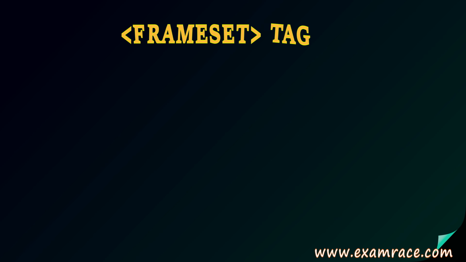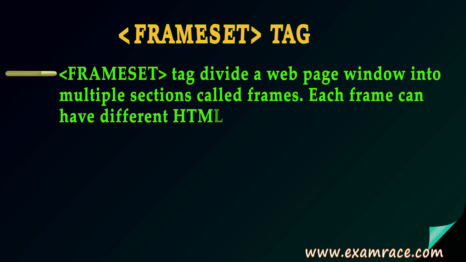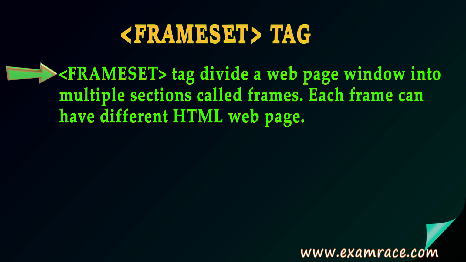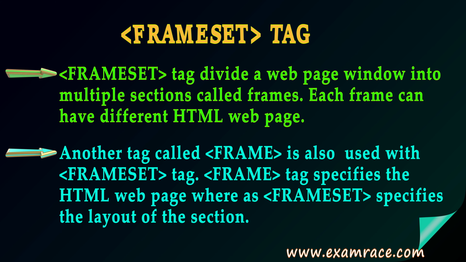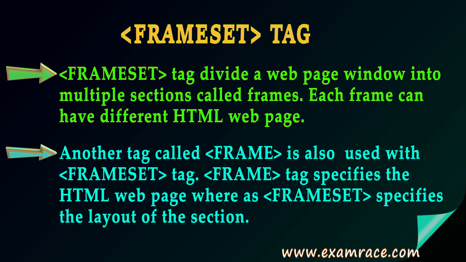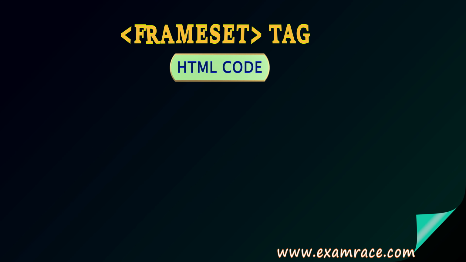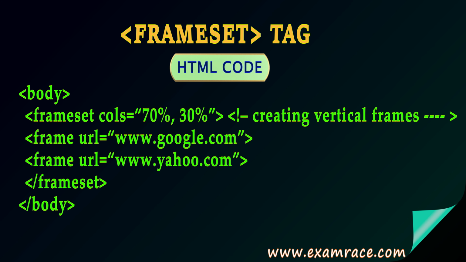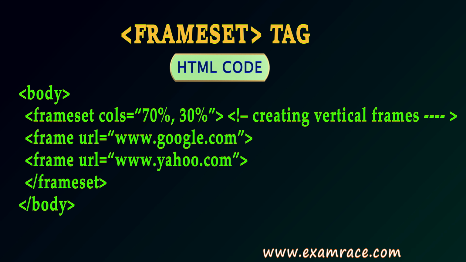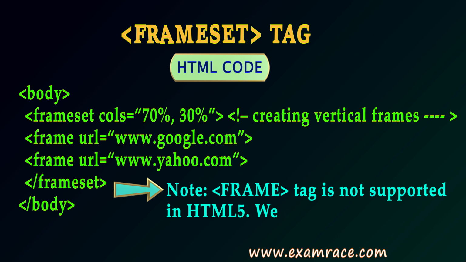So let's move to our next topic, that is the frameset tag. So what is the frameset tag? Frameset means that we are trying to divide one whole web page into 2 or more frames, or according to the requirement we want to divide the frame. So here in the HTML code we can see the example. In frameset I have taken cols equal to 70%, 30%. It means that we are trying to divide the 100% frame into 2 parts. One is 70% and the second one is 30%.